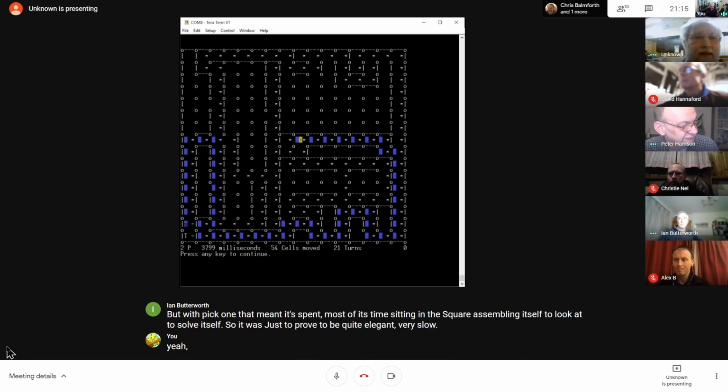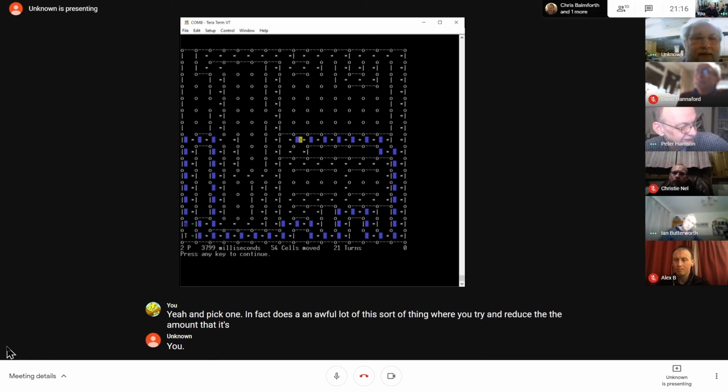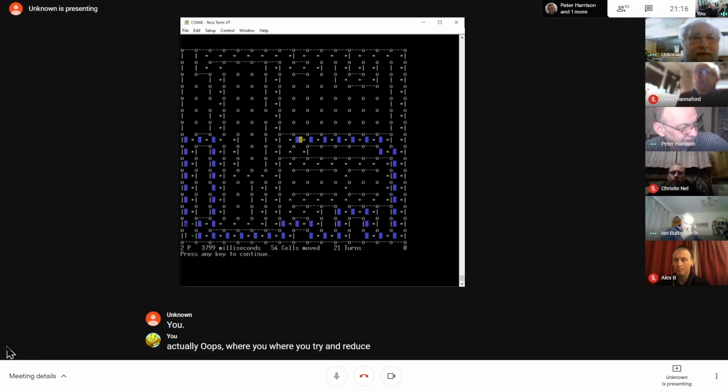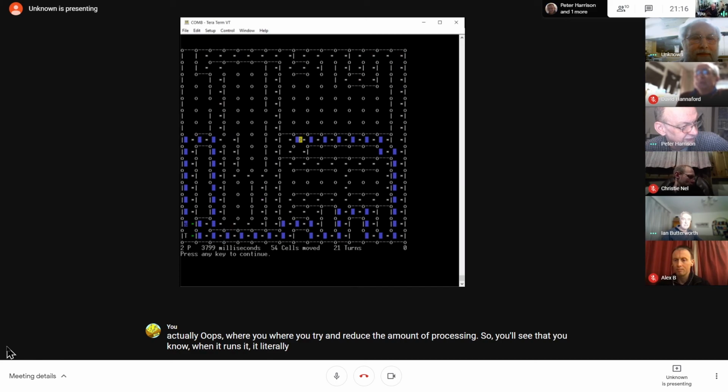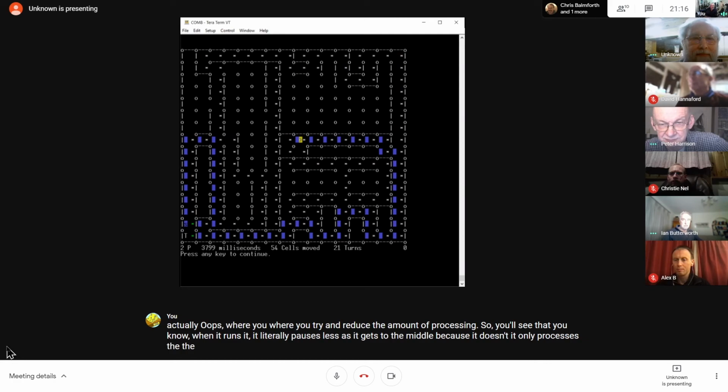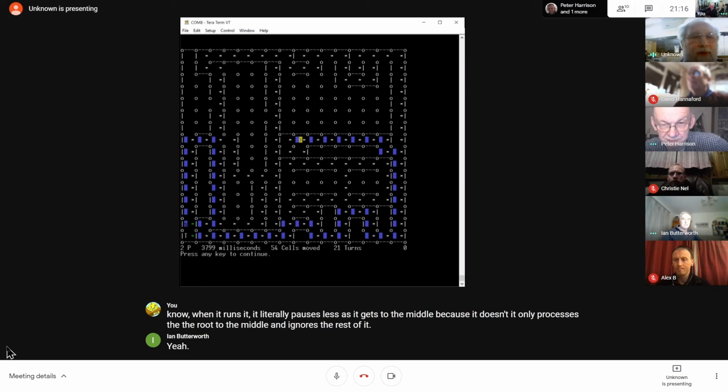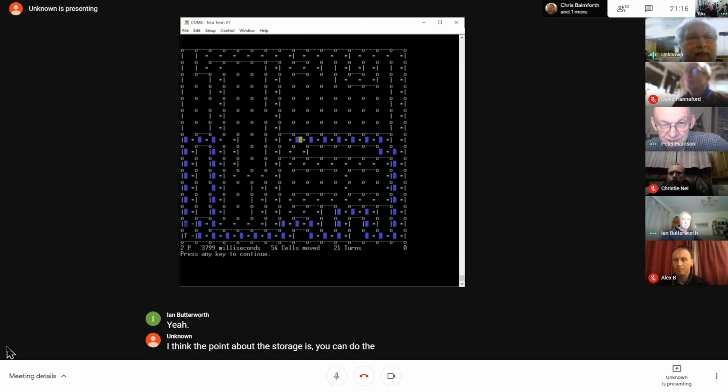Yeah, and Pick 1, in fact, does an awful lot of this sort of thing, where you try and reduce the amount of processing. So you'll see that when it runs, it literally pauses less as it gets to the middle, because it only processes the route to the middle and ignores the rest of it. Yeah. I think the point about the storage is you can do the whole solver in a kilobyte.